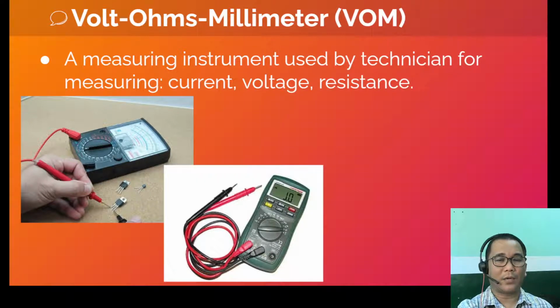Kasi kung kulang ng kuryente na lumalabas sa power supply, there is a possibility na magkakaroon ng malfunction in our system unit. So some parts of it will not function properly. Kinakailangan na precise, exact yung mga lumalabas na kuryente doon sa bawat cable na nanggagaling sa power supply.